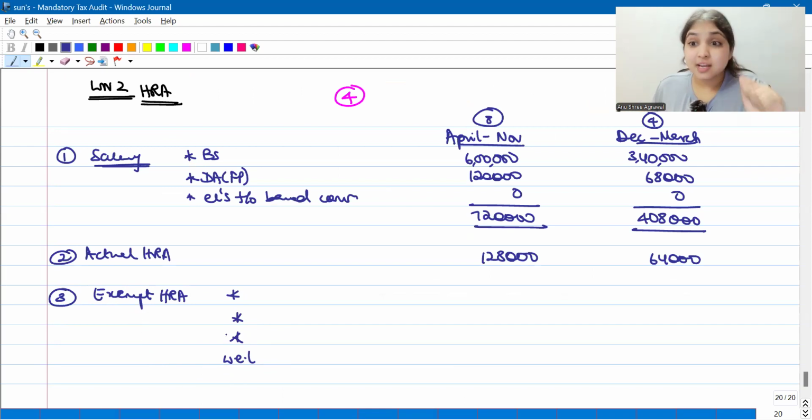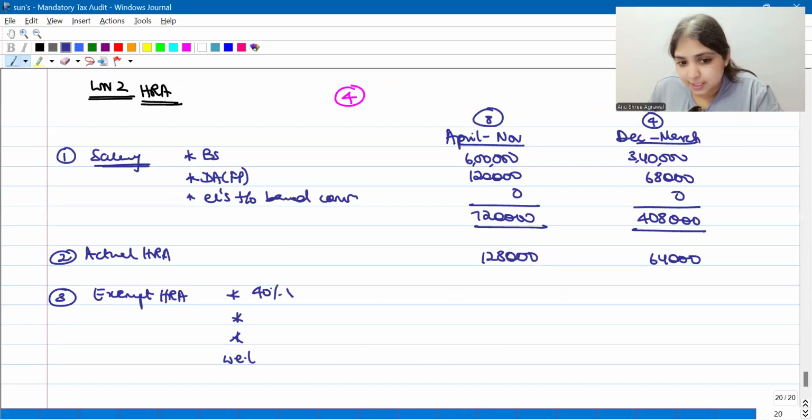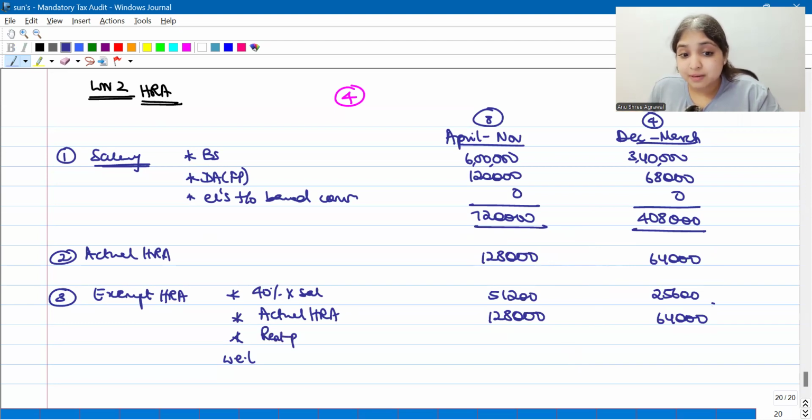So what are the three things? First is 50% of salary or 40% of salary depending upon metro, non-metro. Assessee is living in Meerut. Meerut is not metro. So therefore 40% of salary. So 1,28,000 into 40%, 51,200 here. 64,000 into 40%, 25,600 over here. What's the second point, guys? Second point will be actual HRA. We've already done that math over here. 1,28,000 and 64,000. Lastly, rent paid minus 10% of salary.